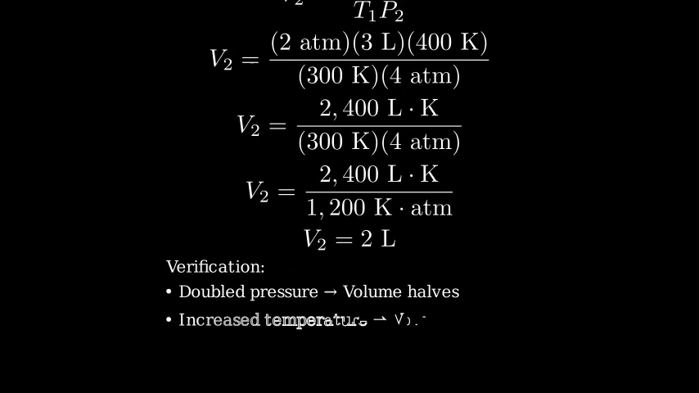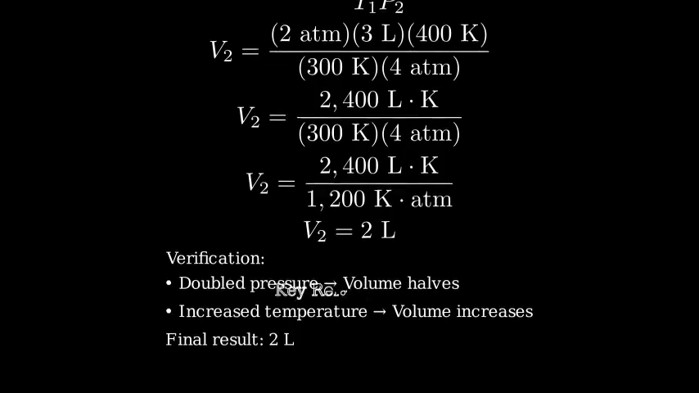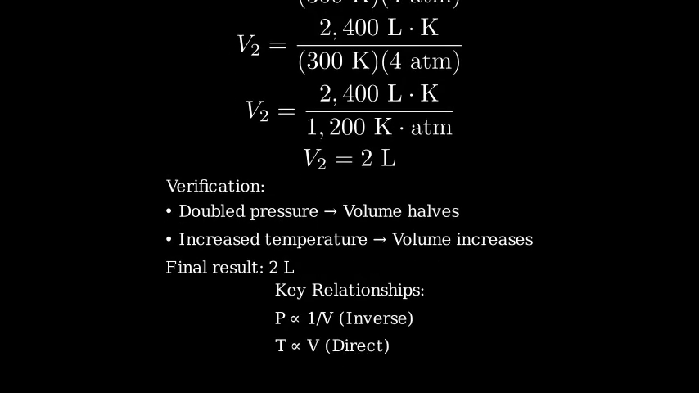This makes sense because when we doubled the pressure, the volume should have been cut in half. But since we also increased the temperature, which causes expansion, our final volume is 2 liters instead of 1.5 liters. Remember, pressure and volume are inversely proportional, while temperature and volume are directly proportional. These relationships are what make the combined gas law so useful in understanding how gases behave under changing conditions.